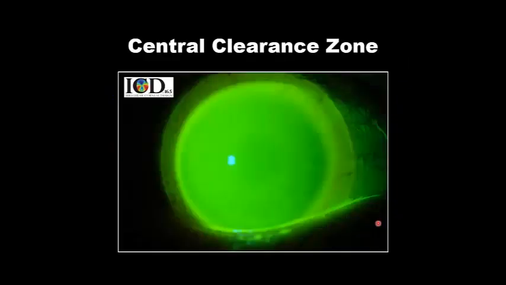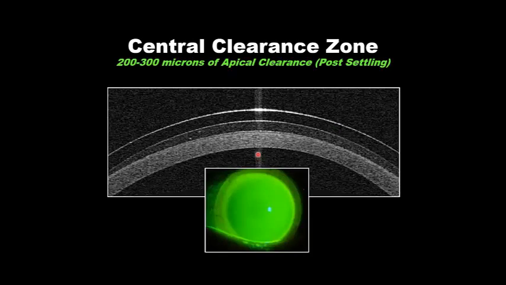Let's go through each section and what we're looking for. Now the central clearance zone is ultra straightforward. All we're looking for is a lens that completely clears corneal tissue. We want no bearing on the cone or any part of the cornea. Ideally, we have in the neighborhood of 200 to 300 microns of fluid after settling.